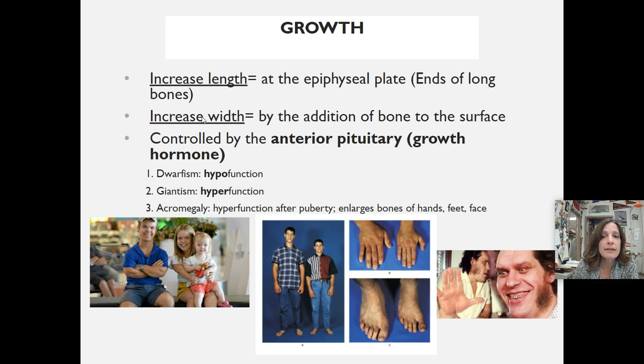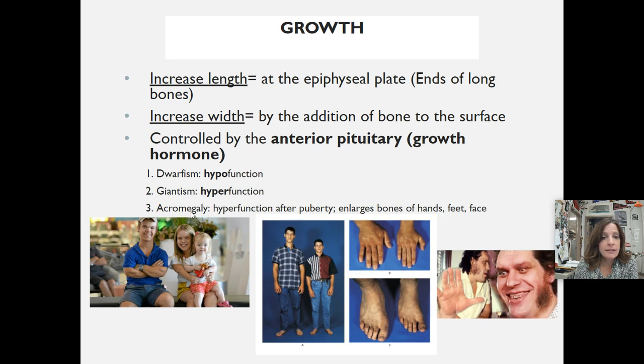That's how they increase in length. And then in width, what happens is you just get more and more bone around it. That's controlled by what's called the growth hormone in the anterior pituitary gland. Some issues that can happen are dwarfism, which would be hypofunction, meaning low function of this growth hormone, so you're not getting enough of it, or giantism, which would be hyperfunction, meaning you have too much growth hormone.